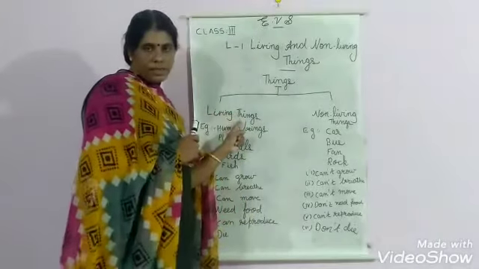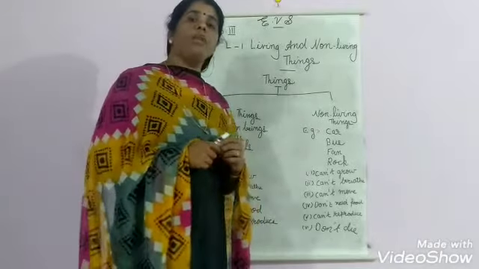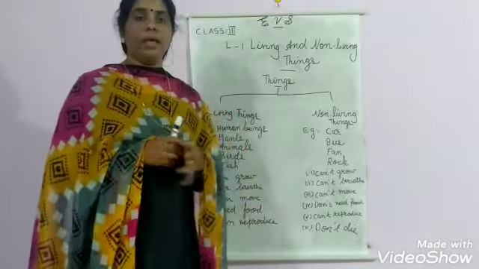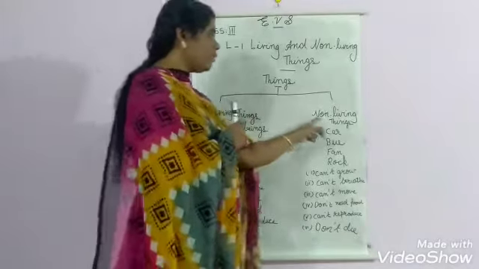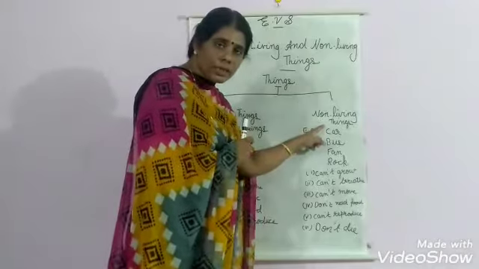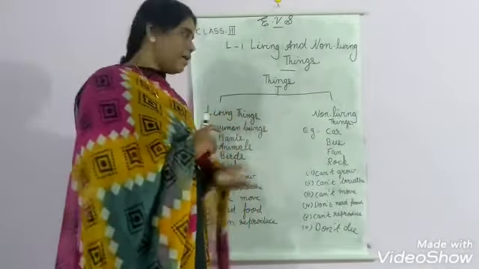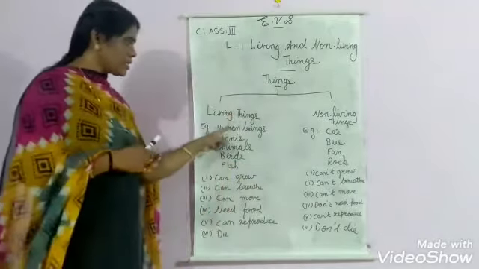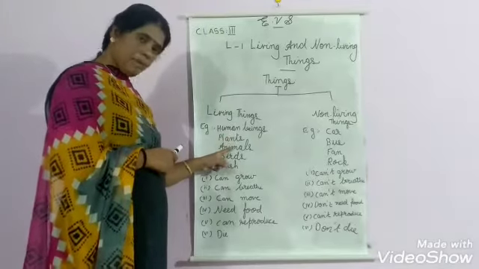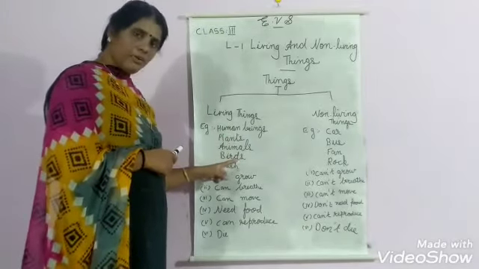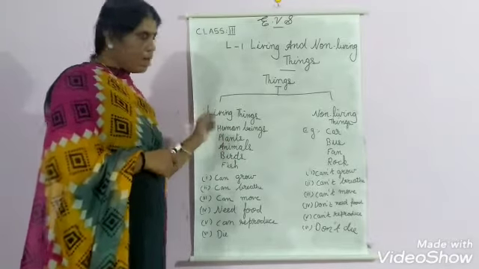What are living things? Living things have life in them. But non-living things, what are non-living things? They don't have any life in them. For example, living things: human beings, plants, animals, birds, fish, all these are living things.